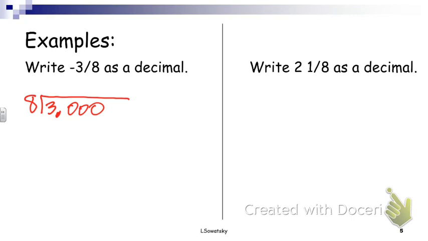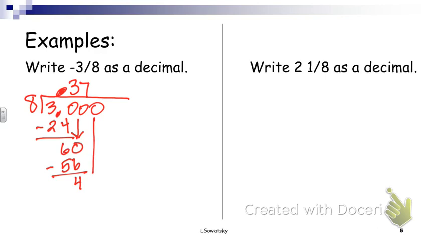And do your long division, bring your decimal straight up. 8 does not go into 3, so then you go to 30, add the 0 on. So 8 goes into 30. Let's see, 3 times. 3 times 8 is 24. Subtract. I get 6. Bring down a 0. 8 goes into 60 7 times. 7 times 8 is 56. Subtract, 60 minus 56 is 4. Bring down another 0. 8 goes into 40 5 times. 5 times 8 is 40.